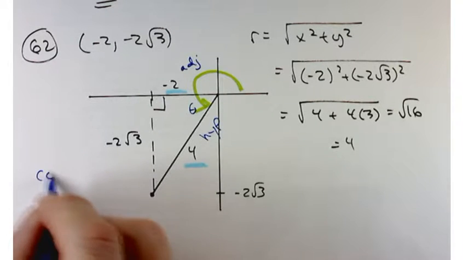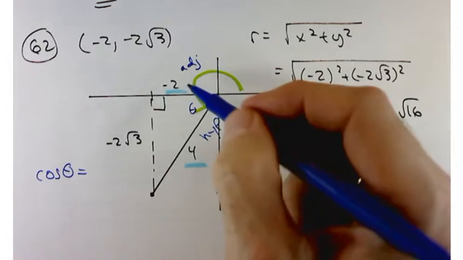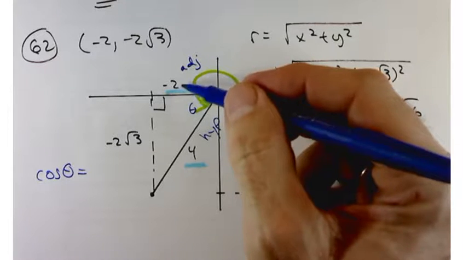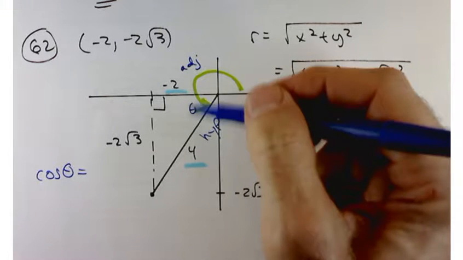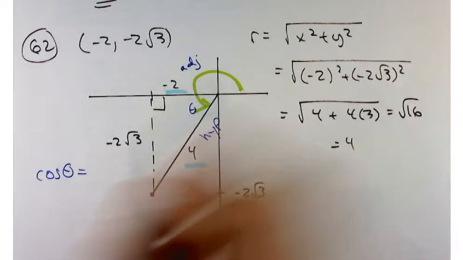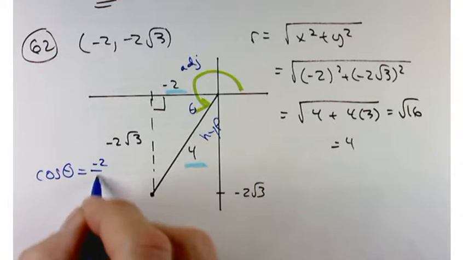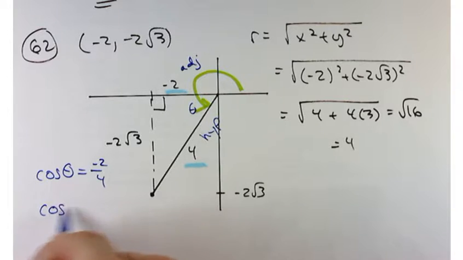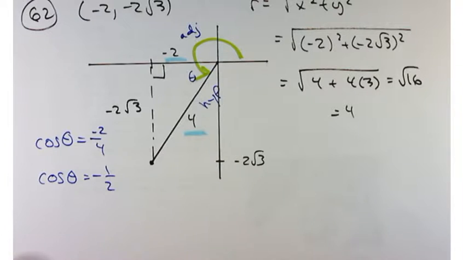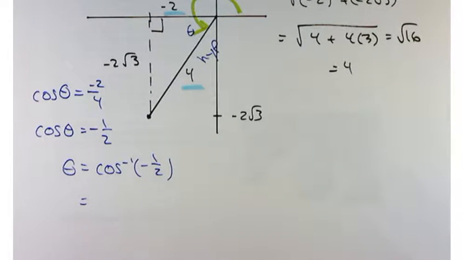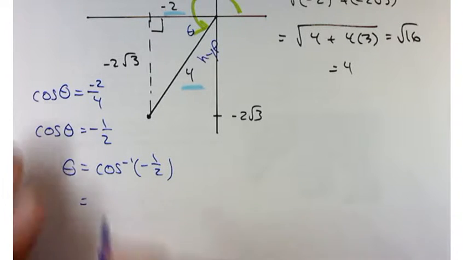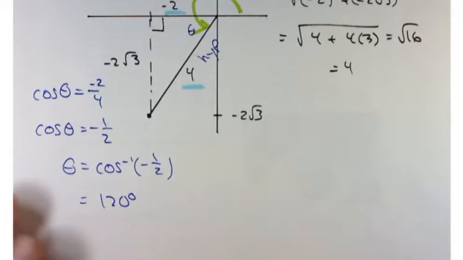So cosine of theta. Now, why did I choose those two? It's going to give you a nice simple ratio. You get a ratio of -1/2, so it'd be -2 over 4. So cosine of theta equals -1/2. How am I going to find theta? Cosine inverse of -1/2. If I do that in terms of degrees, I get 120 degrees.